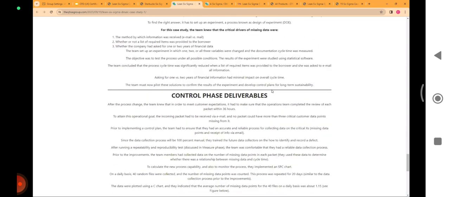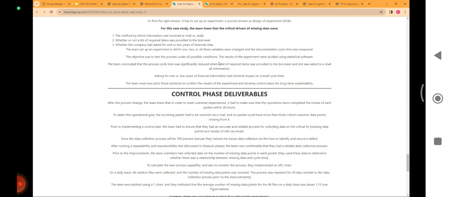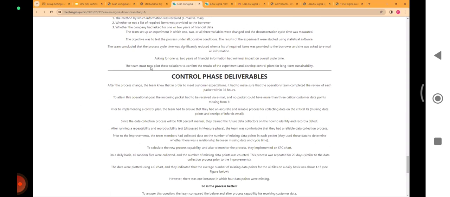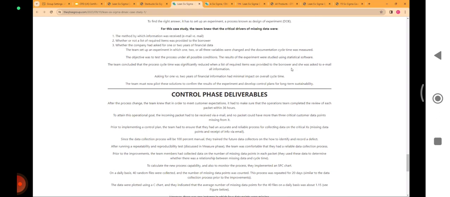Through the design of the experiment, they said the improvement ideas are, number one, we are going to receive applications by email. Number two, we are also going to give the borrowers, or the clients, a checklist of the required documents and the required information to be completed, and we are also going to request 2 years of their bank statements. So now the team must pilot these solutions to confirm the results of the experiments and to develop the control plan for long-term sustainability.